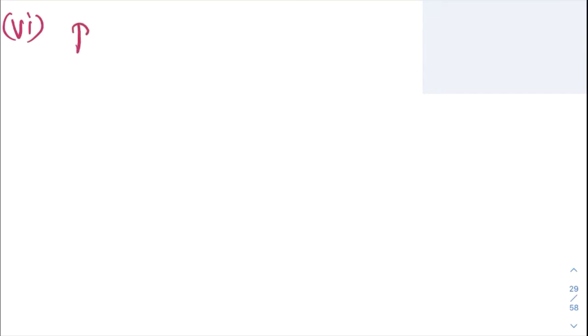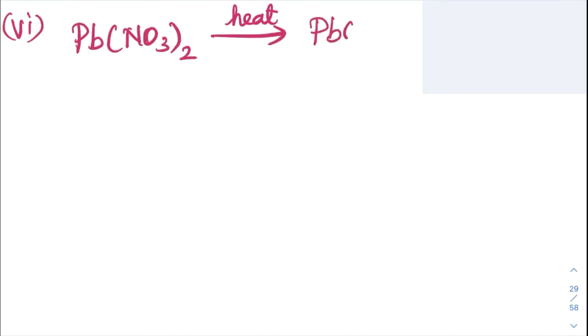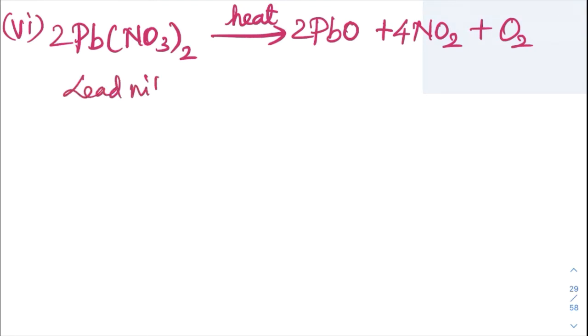The thermal decomposition of lead nitrate. Lead nitrate formula Pb(NO3)2. On heating, it gives PbO, that is lead oxide, and it liberates a gas, namely nitrogen dioxide, and another gas called oxygen. Yes. So for balancing, we should write 2Pb(NO3)2 gives 2PbO plus 4NO2 plus O2.